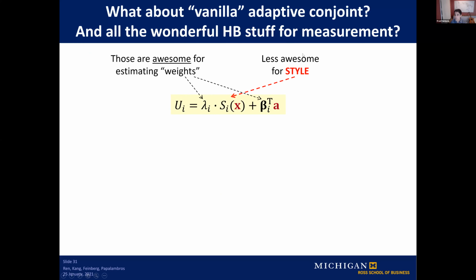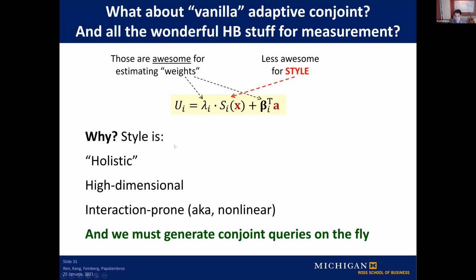So why don't we just use a lot of the stuff that's already gone on in the literature? HB has been used for like 25 years. HB is great for weights. I'm going to use it to get weights. HB is not good for style. We have to train the style model.